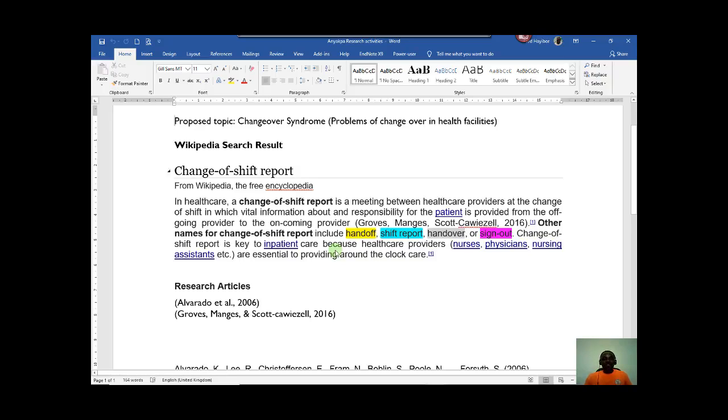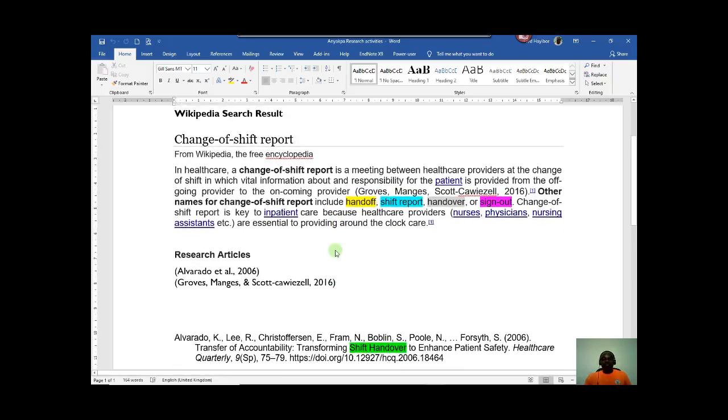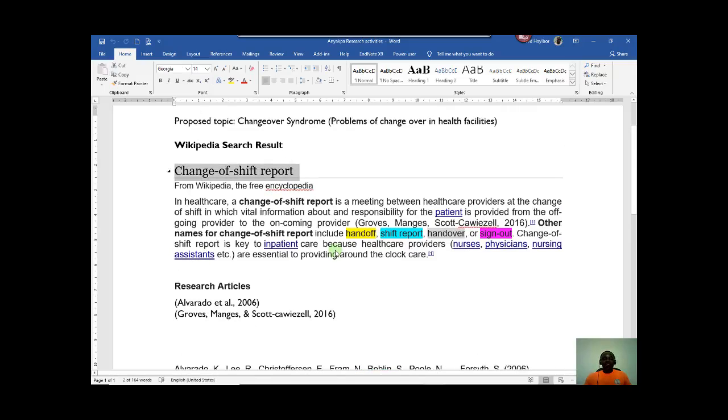Now, from the very many results, we picked this Wikipedia result, which seemed to match what she actually wanted to do. And in Wikipedia, it was called change of shift reports. So see how already the terminology has changed between what she was expecting and what Wikipedia was providing. So she says changeover, and Wikipedia says change of shift.